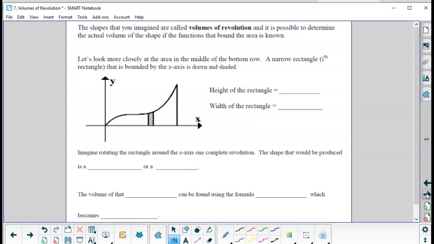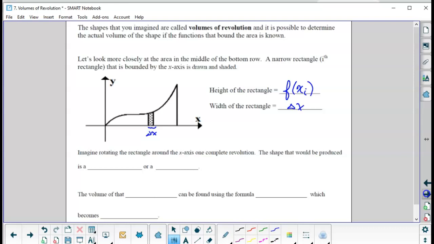Let's look more closely at the area in the middle of the bottom row. A narrow rectangle, the ith rectangle, that is bounded by the x-axis is drawn and shaded. So now if we take that particular one, if that happened to be exactly flat at the top, it would be a perfect cylinder. It's not flat right now, but if our change in x, this is really delta x, is small enough, then it is. So if our function is called f of x, the height of the rectangle would be f of x i, where i tells you which rectangle you're dealing with, and the width of it, as I said, is delta x.